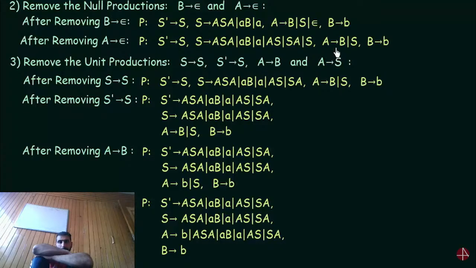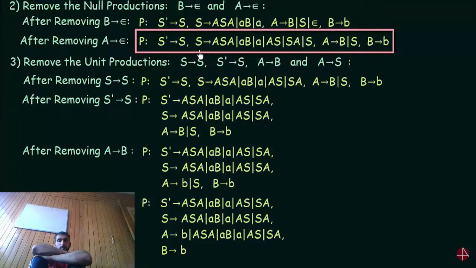Then A gives B, this is another unit production, and A gives S, this is another unit production. So we have to remove them. In order to remove unit productions, let us see. To remove this S gives S, we look at the latest production that we have. So S is giving this whole thing and also S.